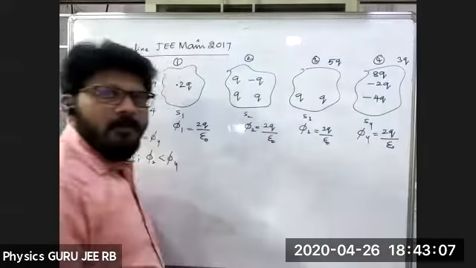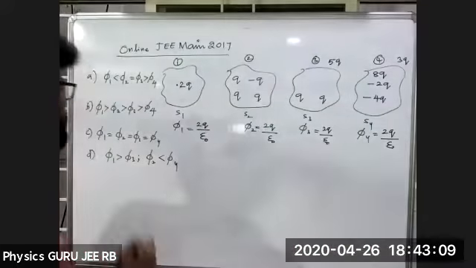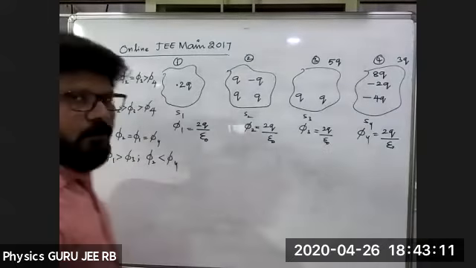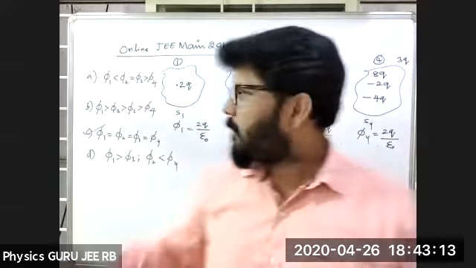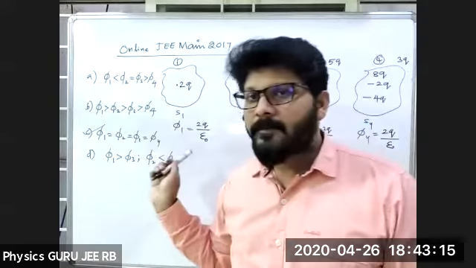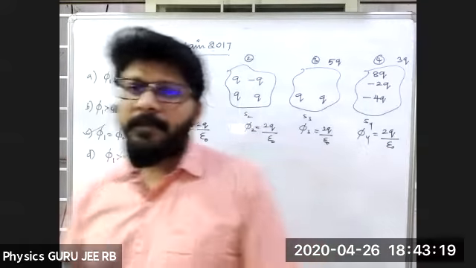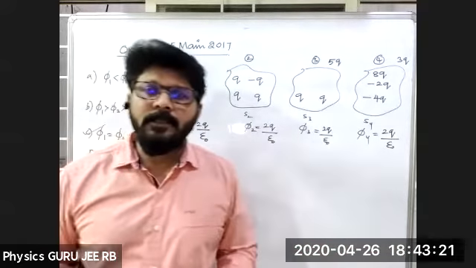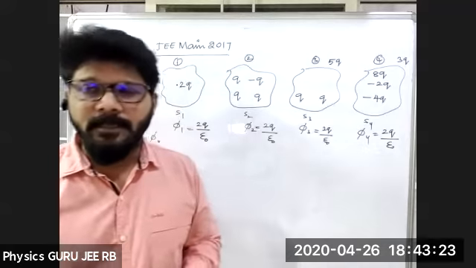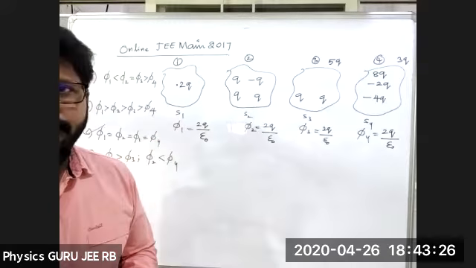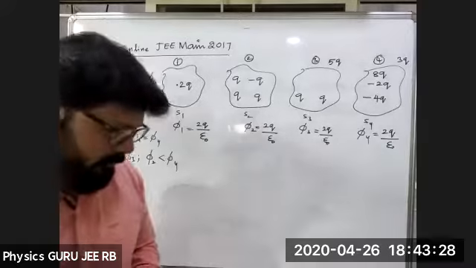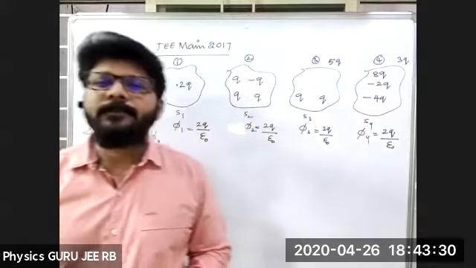So all the fluxes are equal. So we are getting C as the option. C is nothing but all fluxes are equal. Hope that you got it. Understood how we are applying Gauss law, that is phi is equal to Q by epsilon naught? Okay.